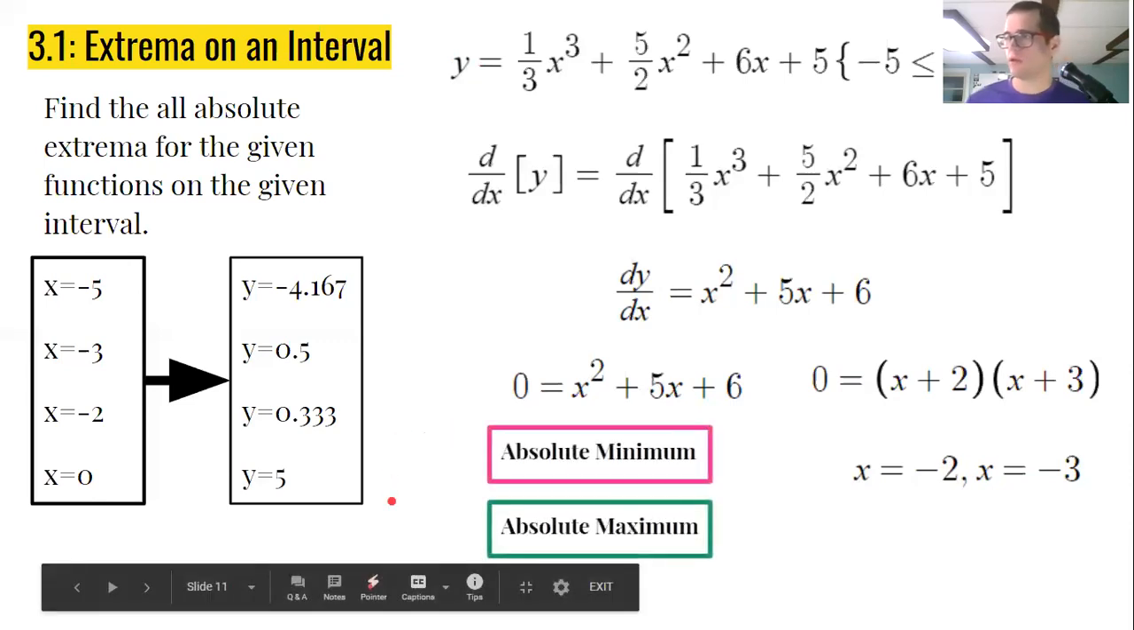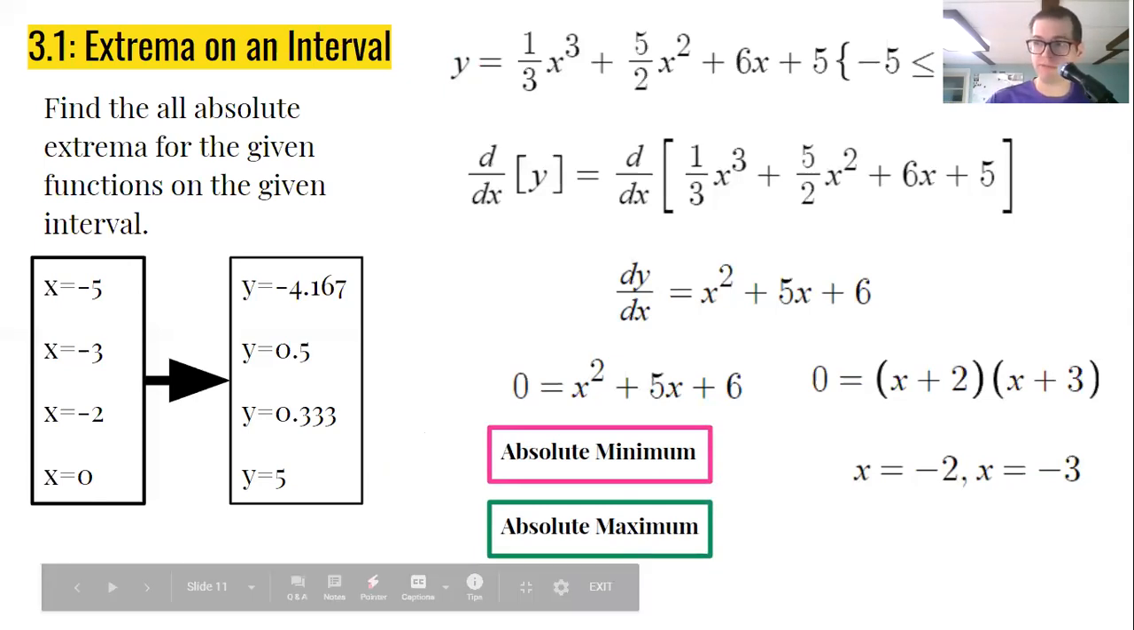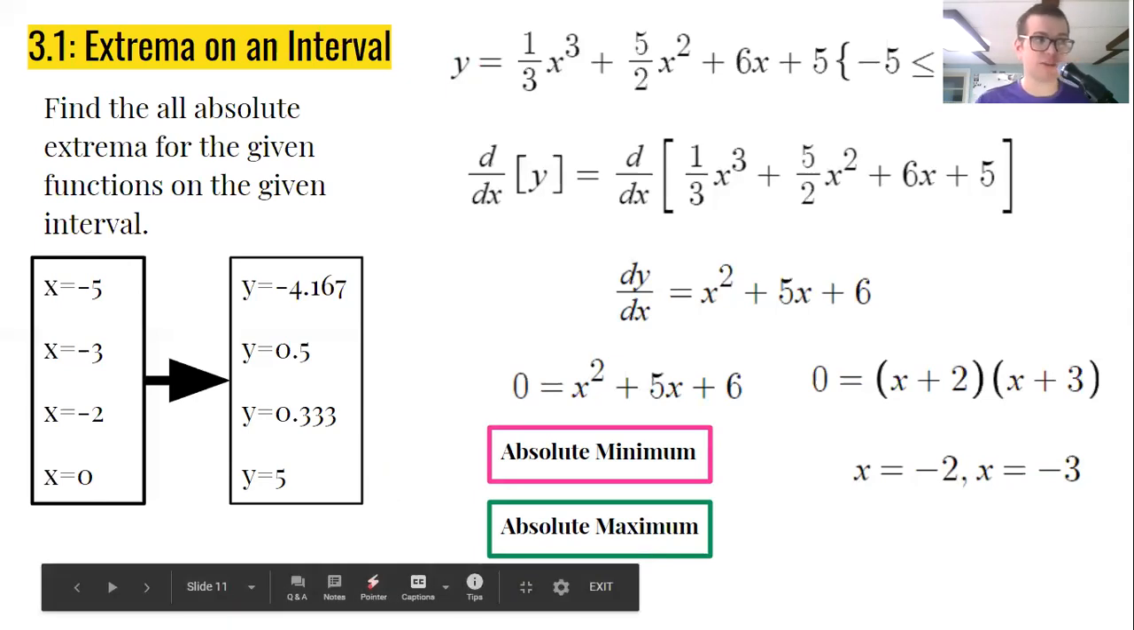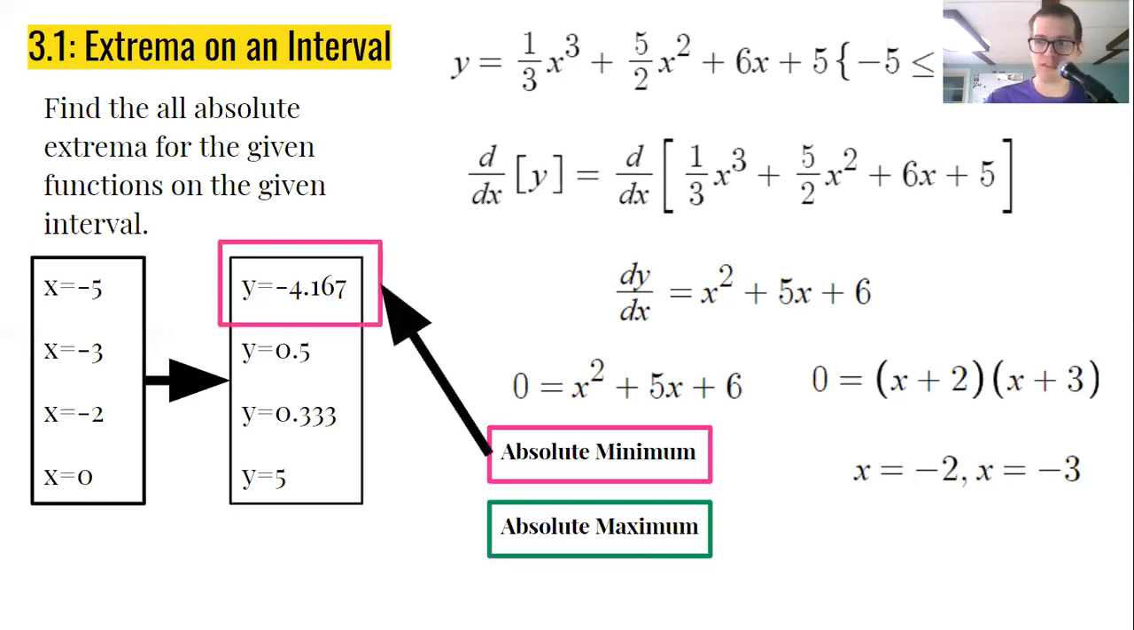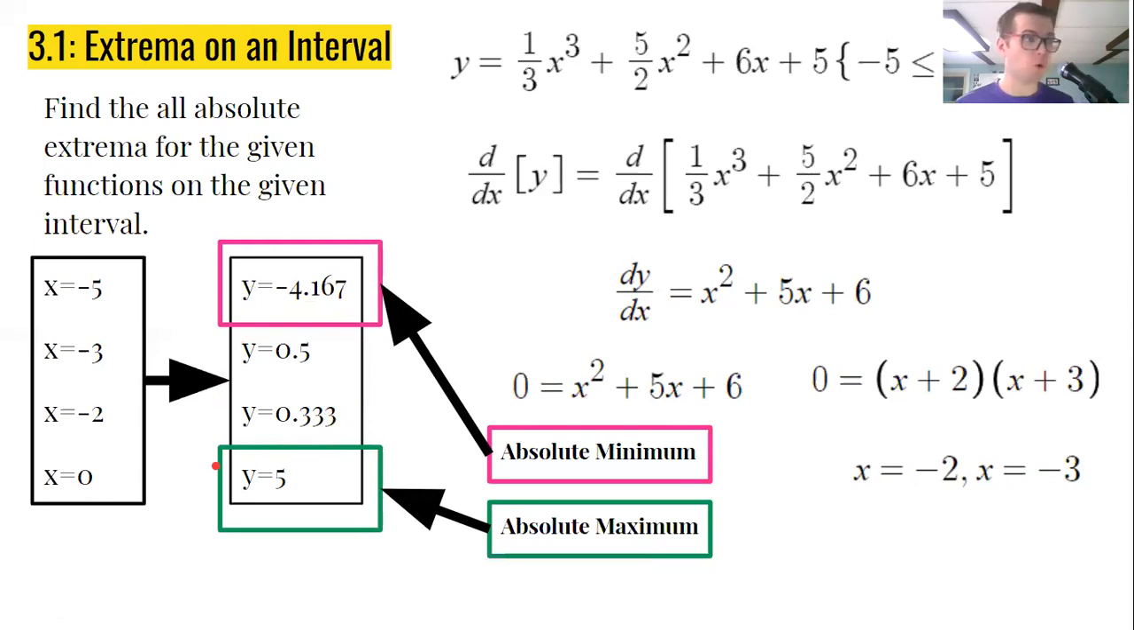So I want to determine what's my absolute minimum, what's my absolute maximum. Well, the absolute minimum is literally just the smallest output, which is -4.167. And my absolute maximum is 5. The critical points, we didn't need them. I mean, neither one of them was the absolute min or max. And we don't always know if they're going to be or not, but you always need to check for them.